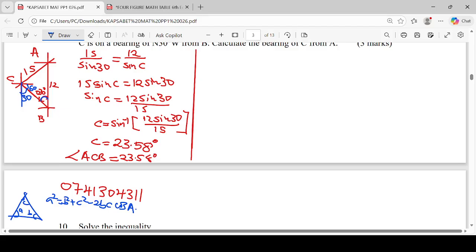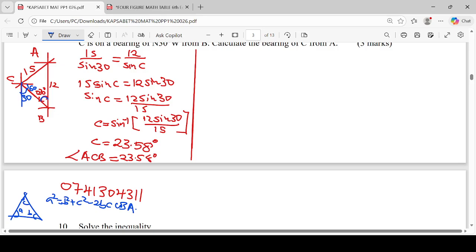We need to be very, very keen and particular in this calculation.